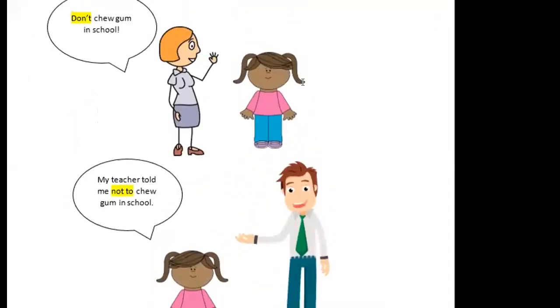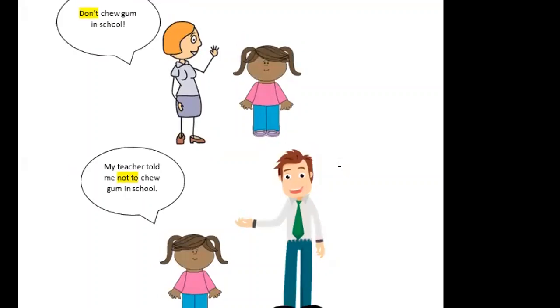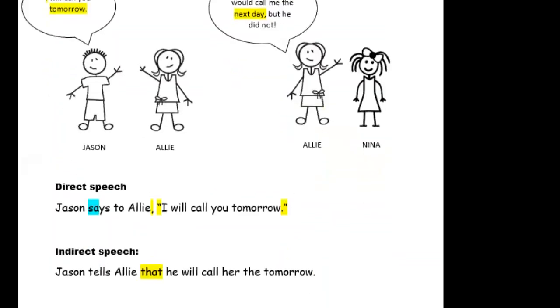Let's do another example. The teacher tells the girl, "Don't chew gum in school." Then the girl goes and tells her dad what her teacher said. She says, "My teacher told me not to chew gum in school." Do you see how it's basically delivering the same message, but in a different form? Instead of saying, "My teacher told me don't chew gum in school," she's saying, "My teacher told me not to chew gum in school." But if she said, "My teacher told me don't chew gum in school," that would still be correct. So let's see the different ways in which we can do that.